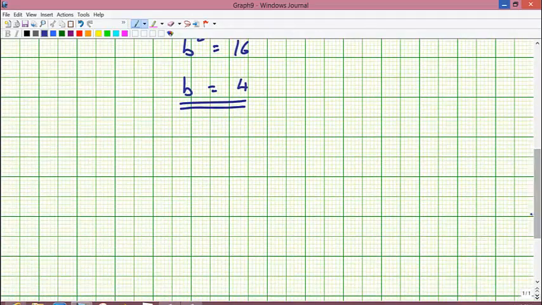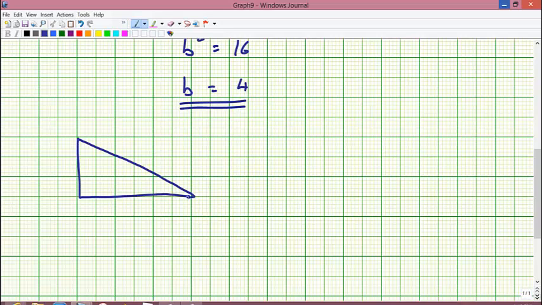Let's look at another example. So we've got a triangle like this. Don't know the short side, but we have the other two. Again, we can put our values into the Pythagorean theorem. We get a squared plus 6 squared equals 7 squared.